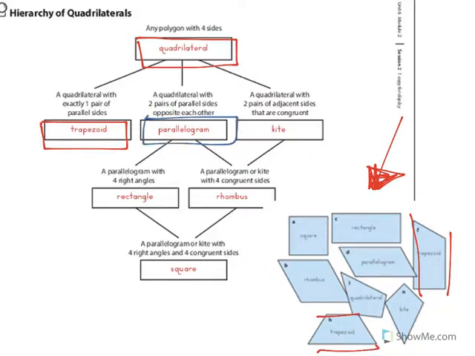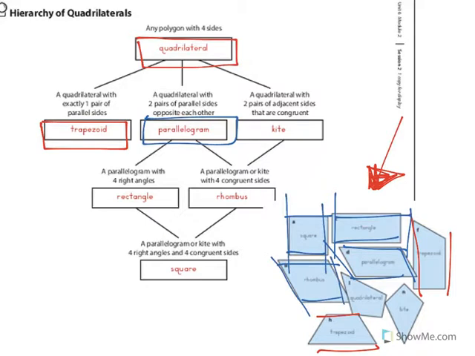Or we could see parallelograms with 2 sets of parallel sides. So here are our parallelograms, right? Any objects that have 2 sets of parallel sides. Parallel meaning running in the same direction, okay? Or we could see a kite, which has 2 pairs of adjacent sides that are congruent or equal. So these 2 are equal in length and these 2 are equal in length, making this a kite.